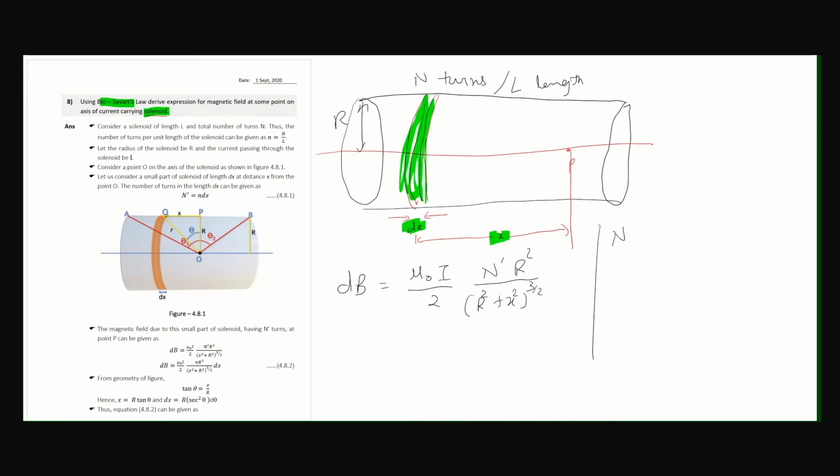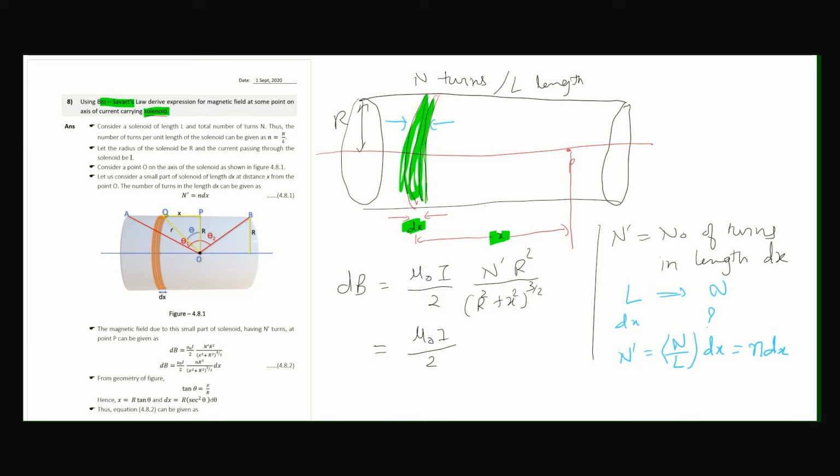What is n prime? n prime is the number of turns in length dx. And how do I know how many turns I have in this small thickness dx? We know that the total number of turns n are in length L, so dx will have how many turns? I can say that n prime is n by L into dx, but n by L is described as small n, the number of turns per unit length. So n prime is n dx, and then my formula becomes dB is equal to mu 0 I by 2 n r square upon r square plus x square raised to 3 by 2 with dx.